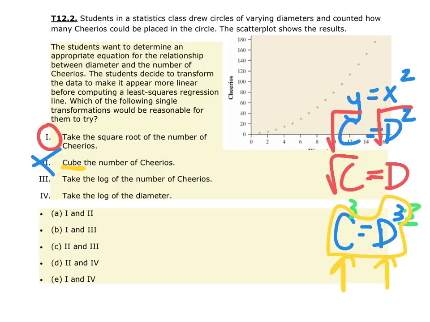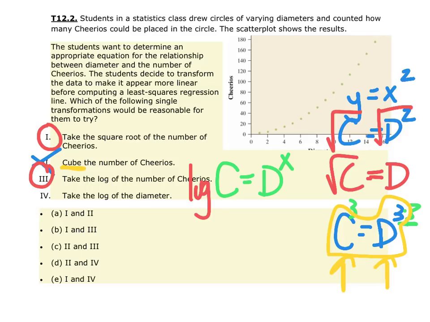Option 3 is saying we should go ahead and take the log of the number of Cheerios. So you can do the log by reversing out an exponential. So possibly what this is, the Cheerios and then the diameter is an exponential. If it's an exponential function, it would make sense to take the log of the number of Cheerios because that's one of the formats we had talked about. If we have an exponential, you can take the log of the y value. So this is an option.